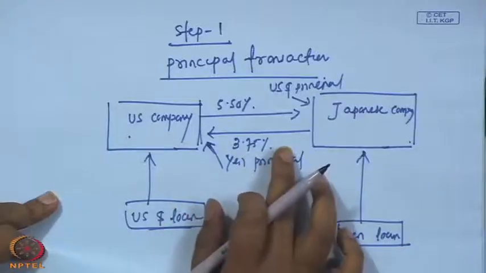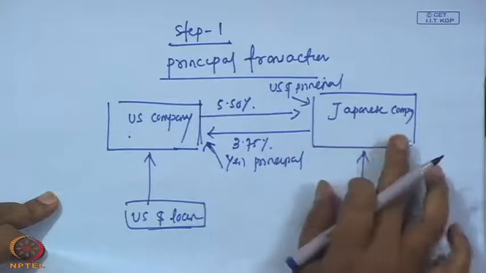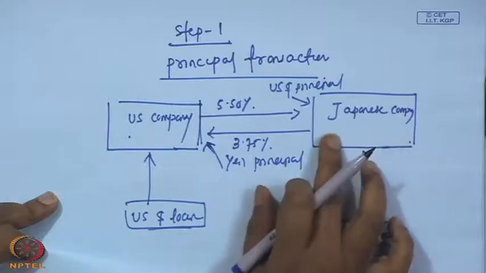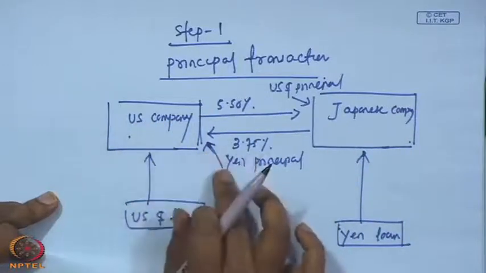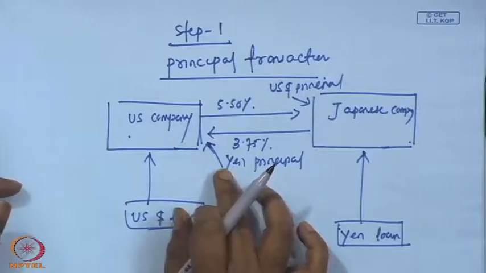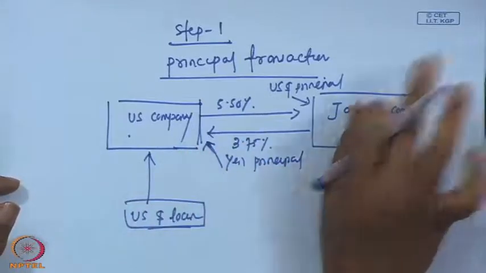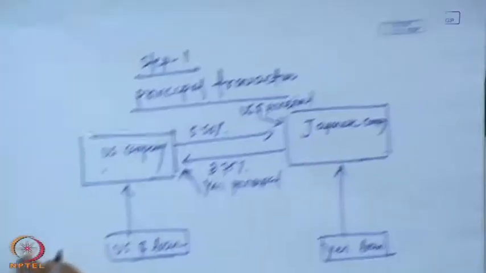Similarly, in Japanese yen, the 3.75% interest rate was raised by the Japanese company and the principal has been given to the US company, which needs to pay 3.75% now. This will go to the Japanese company who has financed the Japanese loan. So, now the second phase is the phase of interest payment.